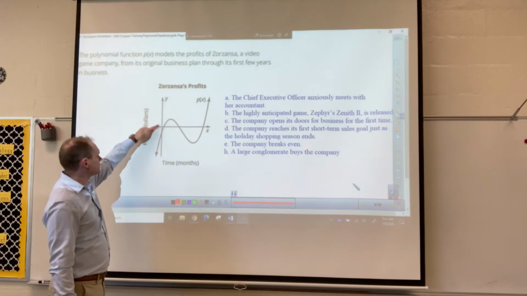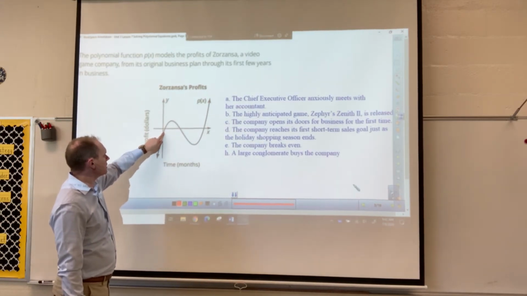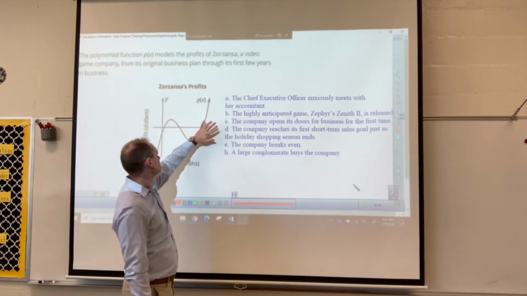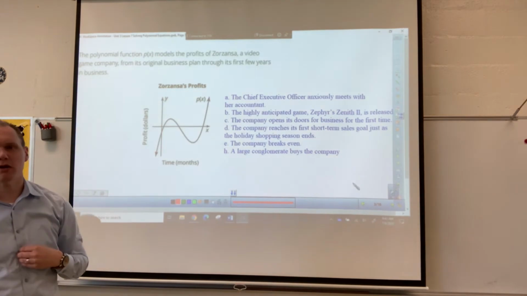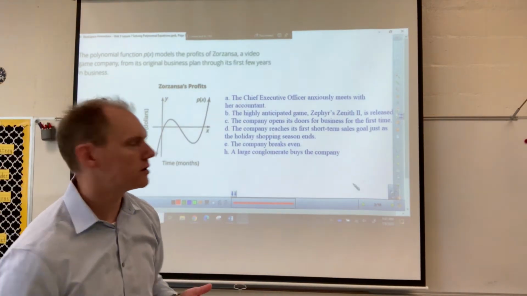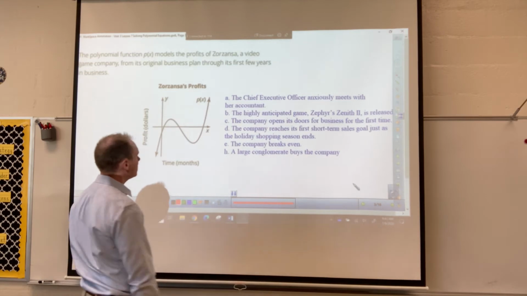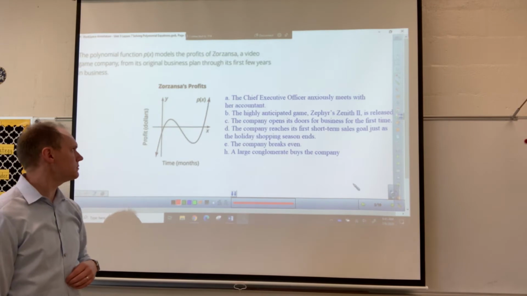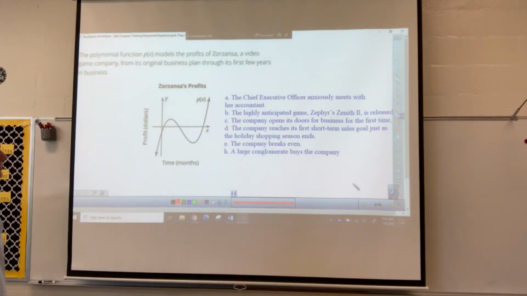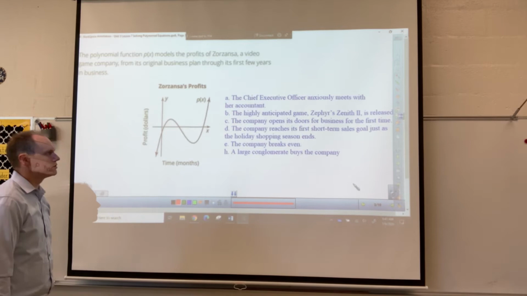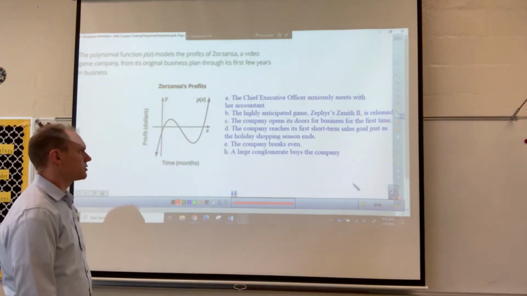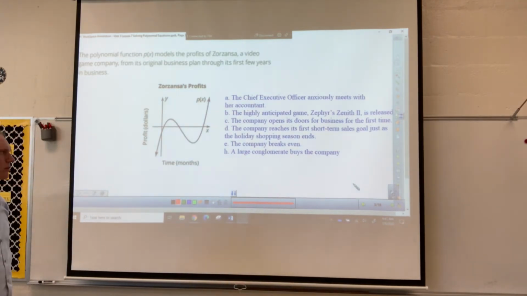So if we look at the graph, it starts out at a negative value, and then it increases, and then it decreases, and then it increases again. And some different points along this graph are maybe some interesting points in this company's history. So let's start with A. The chief executive officer anxiously meets with her accountant. B, the highly anticipated game Zenith 2 is released. C, the company opens its doors for business for the first time. D, the company reaches its first short-term sales goal. E, the company breaks even, and F, a large conglomerate buys the company.